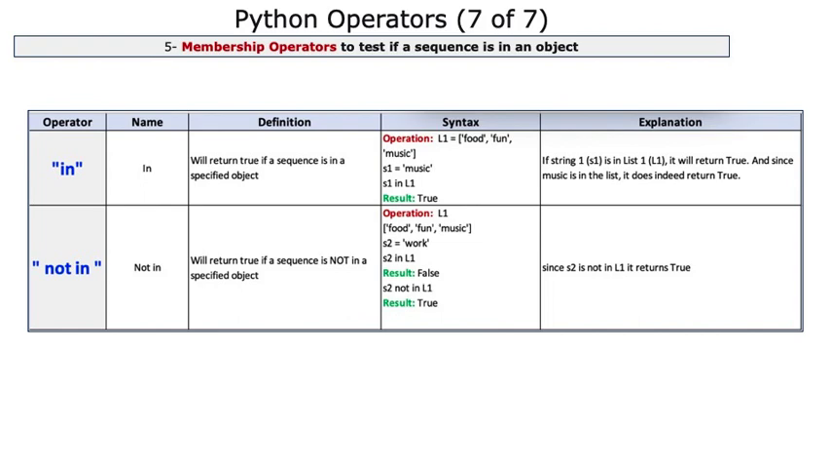Now we have not in. Not in will return true if a sequence is not in a specified object. So we have the same thing here. L1, same list, food, fun, and music. And then we have string 2, which is work. Is string 2 in L1? False. String 2 not in L1 returns true. Since S2 is not in L1, it returns true.